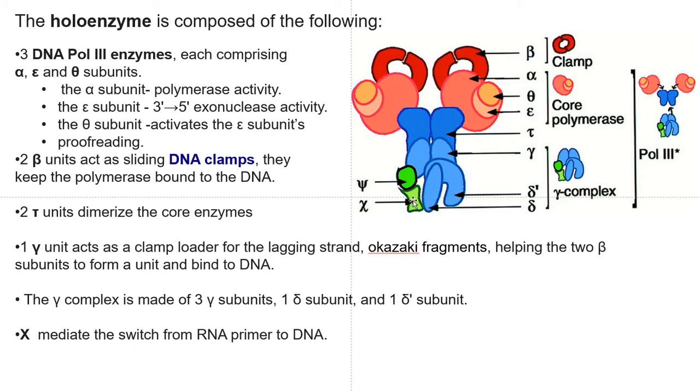The sky here is quite an important subunit of your holoenzyme as well, because this mediates the switch from RNA primer to DNA. Remember, DNA polymerase cannot act de novo, so it requires an existing hydroxyl group, and that hydroxyl group is provided by this RNA primer.